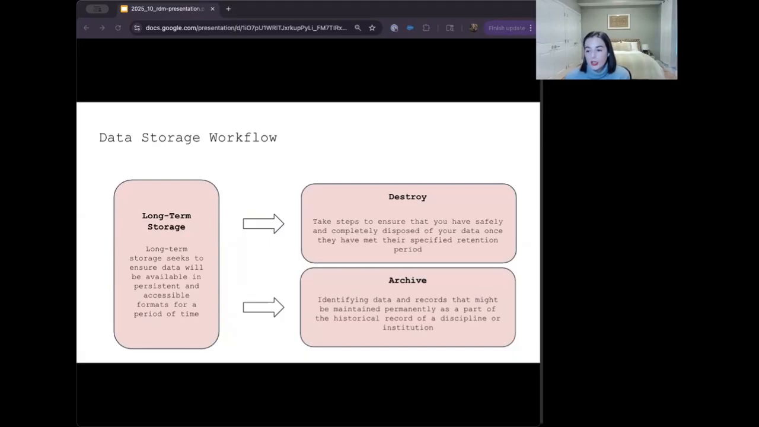Most research data and records are going to have retention policies that tell you the minimum requirements for keeping records. You are not required to keep your data for longer than the retention period that is specified by your institution or granting agency. Often the cost of long-term storage is prohibitive for researchers, so you might not be interested in storing or maintaining data for any longer than that initial retention period. Should your research data not meet that criteria for permanent retention, you may want to take steps to ensure that you've safely and completely disposed of the data once it's met that specified retention period.